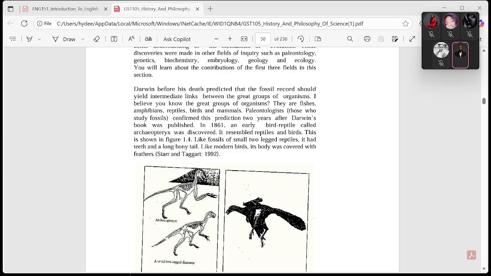So a bird reptile confirmed Darwin's prediction and extended the known history of life back over 3.5 billion years. Let me show you this reptile. When they check the bones, the fossils, and investigate, they realize that this thing actually existed. This bone is old, up to 3.5 billion years.